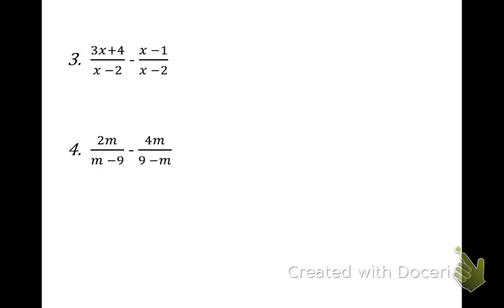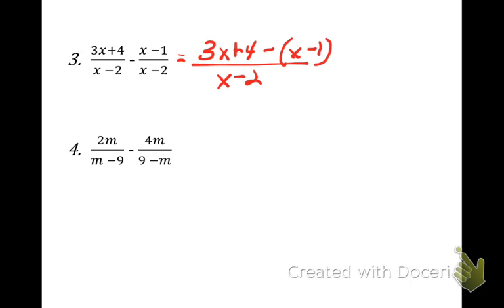Again, this time, though, we are subtracting, so it's really important to understand you're subtracting the whole second numerator. So x minus 2, 3x plus 4, and you either need to write minus the quantity x minus 1, which would be minus x plus 1, or go ahead and distribute it as you write it down. I don't care, just be careful.